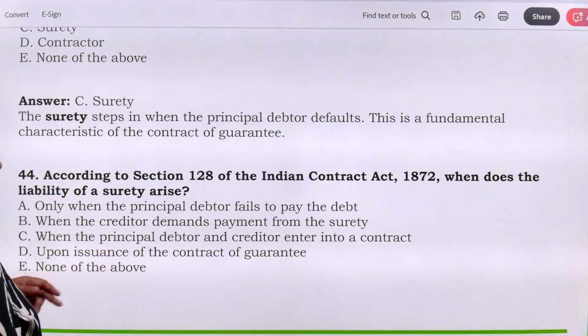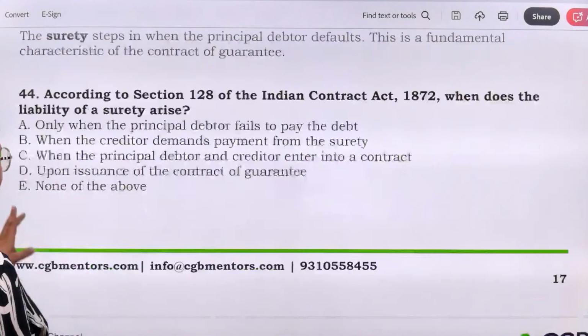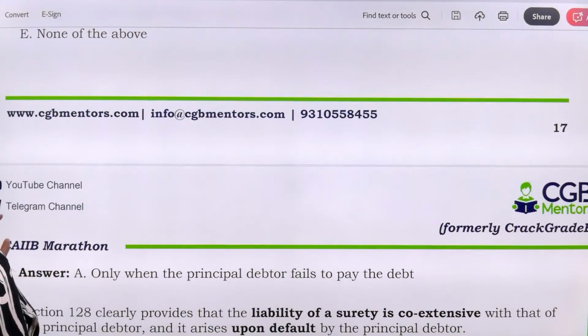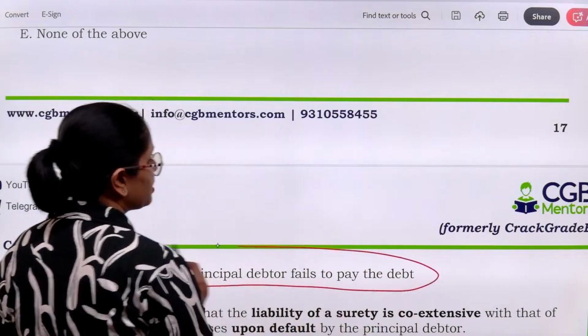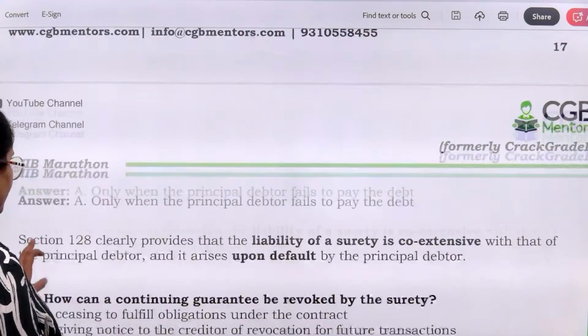As per section 128 of the Indian Contract Act, when does the liability of the surety arise? कब arise होगी? So, only when the principal debtor fails to pay the debt. Only then the liability is going to arise.